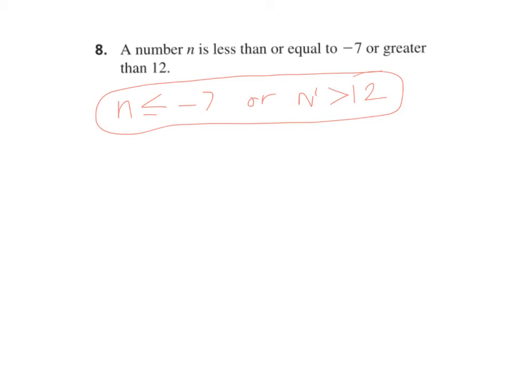And then we need to graph this one. So if I was going to graph it, I've got -7, a closed circle going to the left, and then +12, I would have an open circle going to the right.